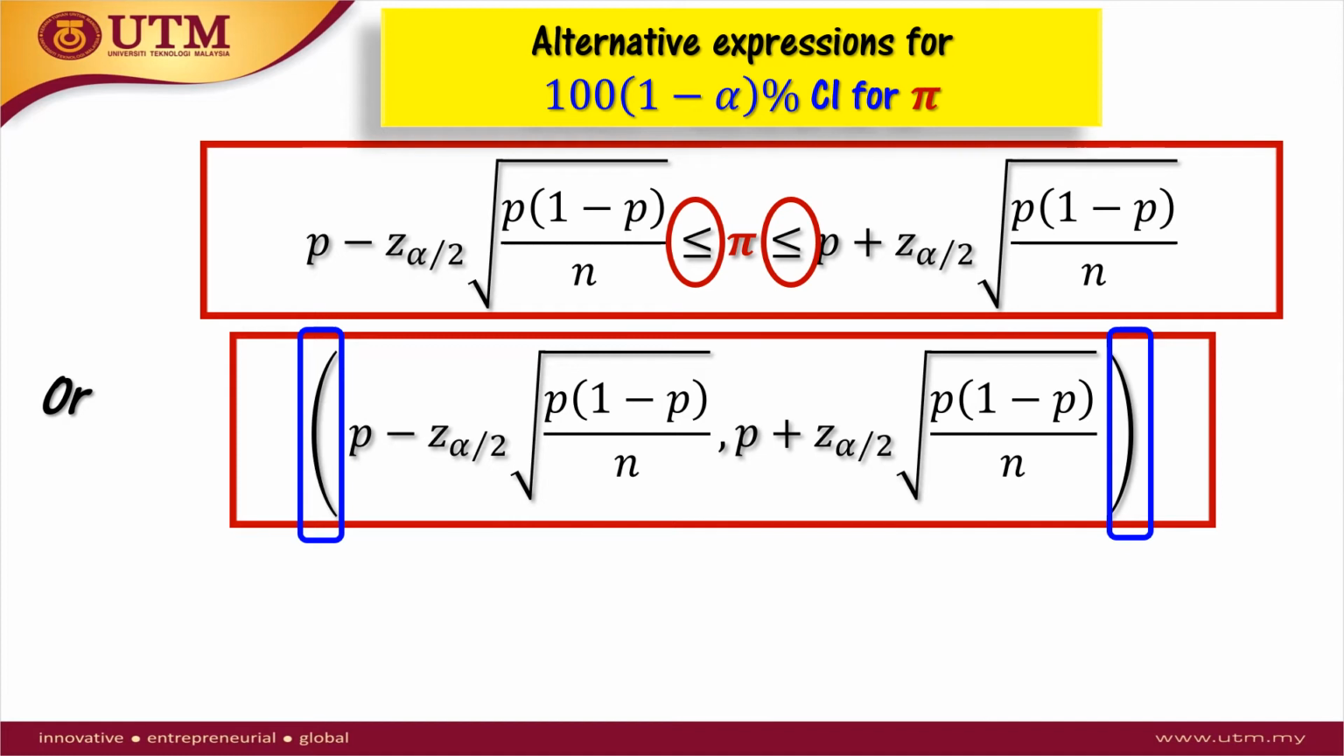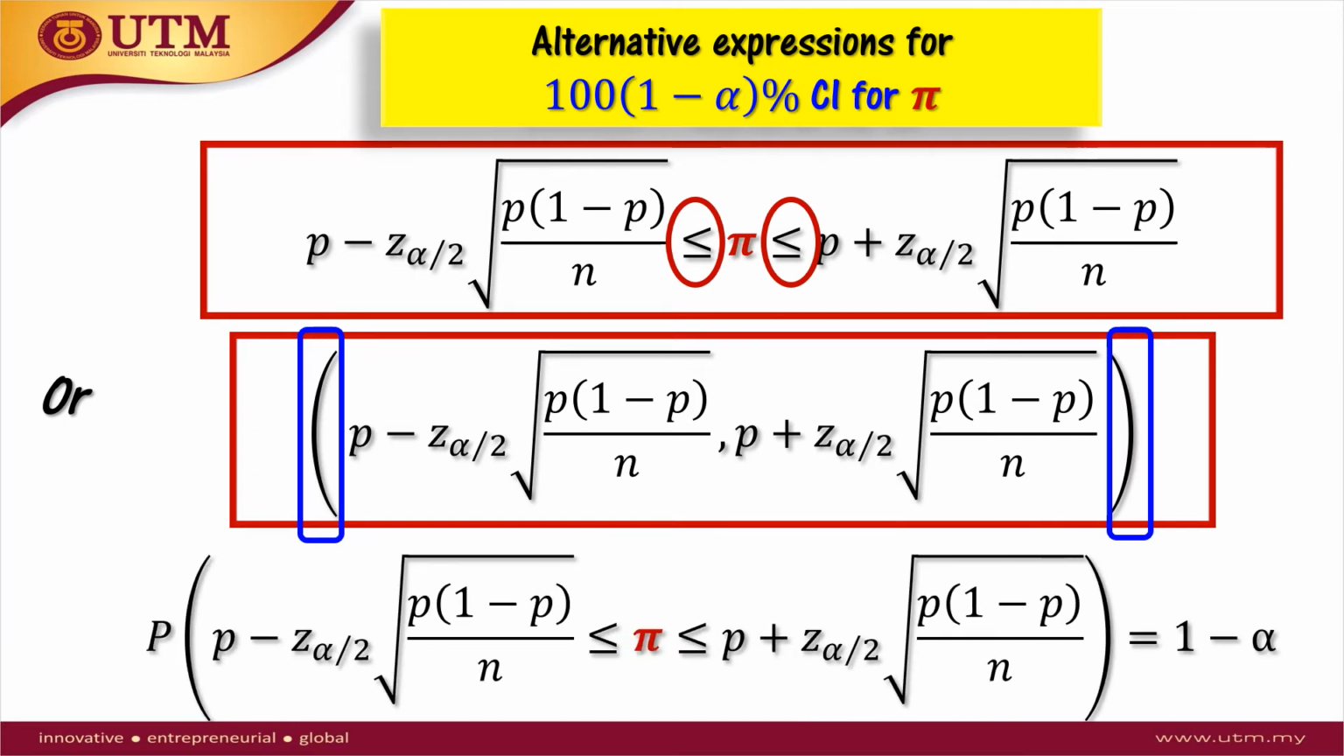The 100 times 1 minus alpha percent confidence interval for pi also refers to the probability that the lower limit p minus z alpha over 2 times the square root of p times 1 minus p over n, and the upper limit p plus z alpha over 2 times the square root of p times 1 minus p over n, contains the true parameter value of pi is 1 minus alpha.